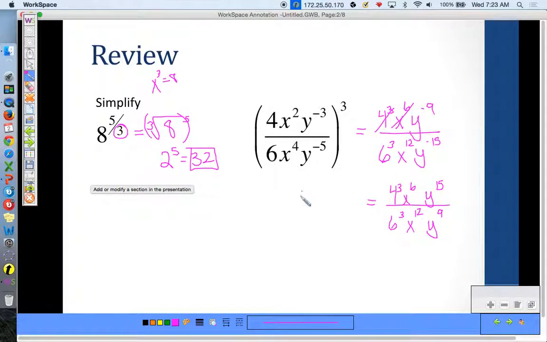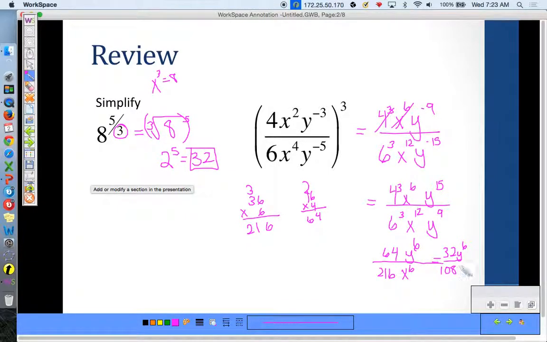Well, let's see, 4 to the 3rd, 4 times 4 is 16, times 4 is 64. So we have 64 over 6 times 6 is 36, times 6 is 216. And then x's, well, there's 6 more on the bottom, so x to the 6th, and y to the 6th on top. And you could simplify this. Those could each be cut in half. So 32y to the 6th over 216, 108.